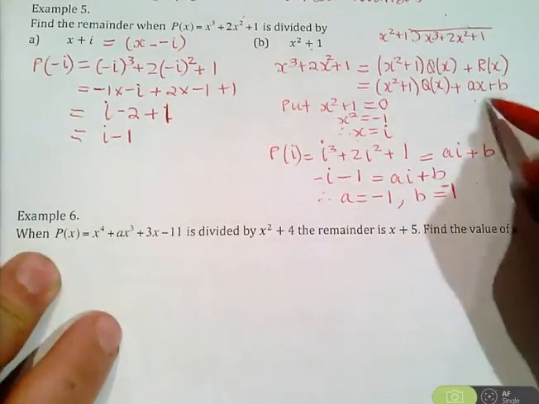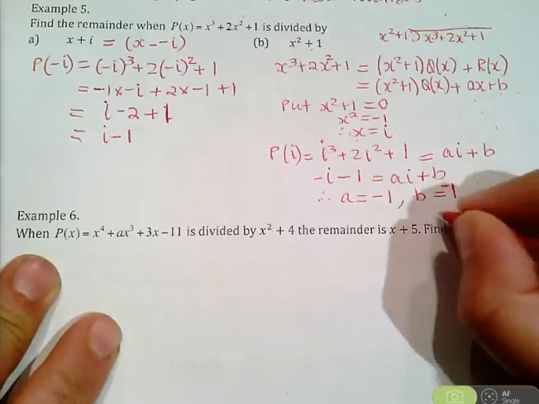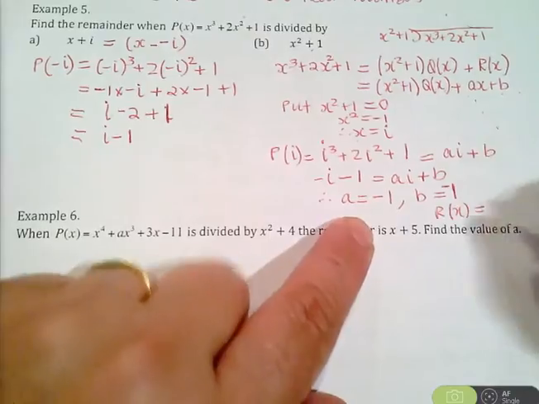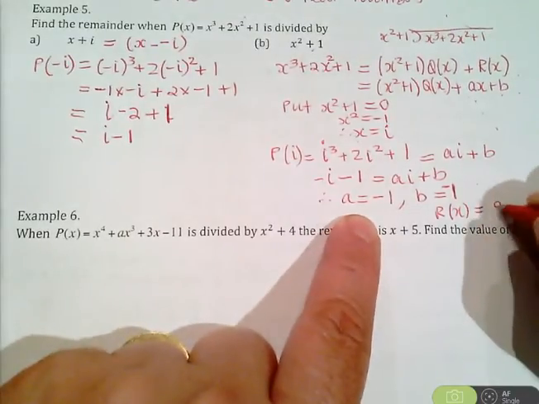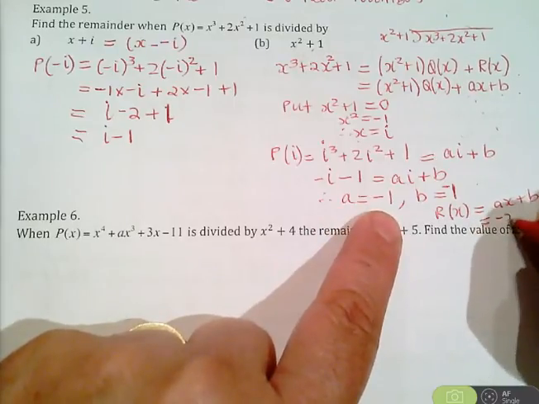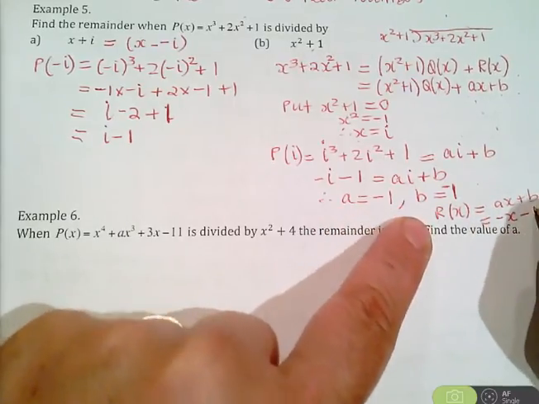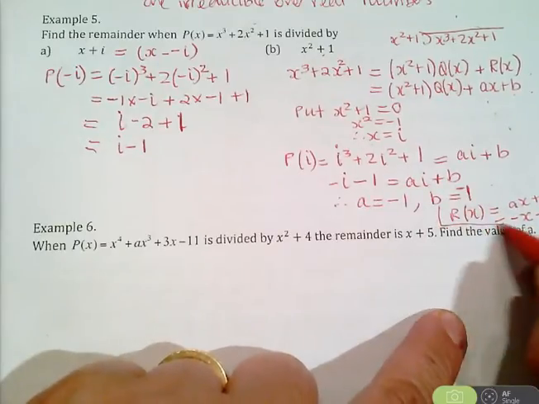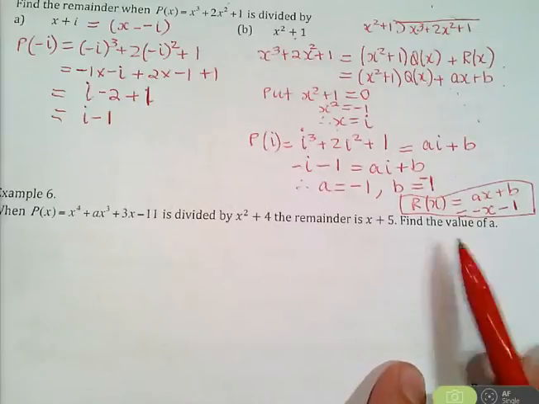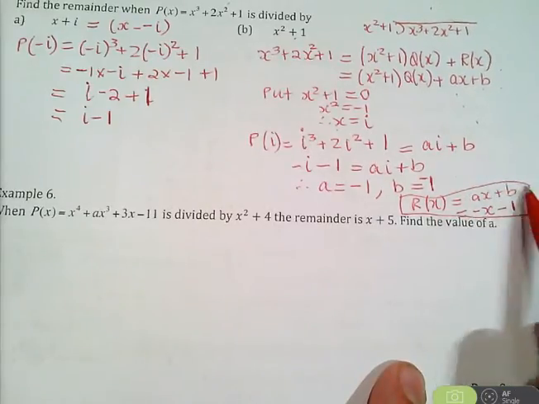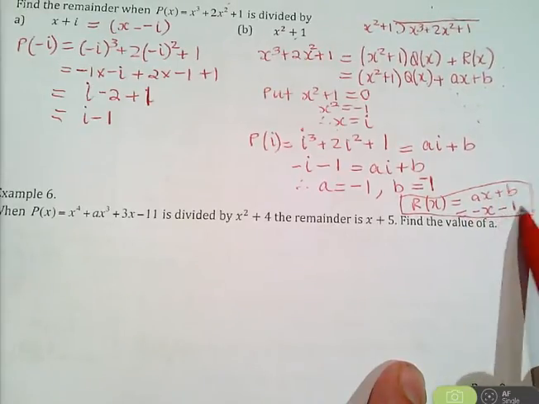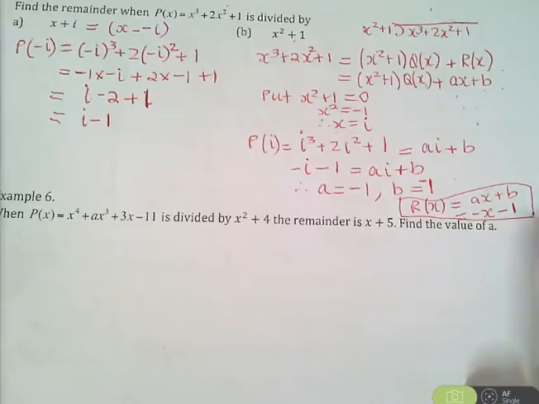my remainder will be ax plus b. So therefore the remainder in x is ax plus b. So we know that it's ax plus b, and we know that a is negative 1, so we get negative x, and b is negative 1, and we get minus 1. So therefore my remainder is negative x minus 1. So remainder, remember, is ax plus b. We know that a is negative 1, so we get negative 1x, and b is negative 1, minus 1. So your remainder is negative x minus 1.